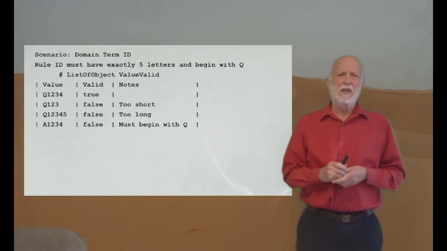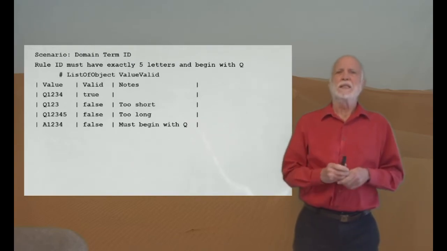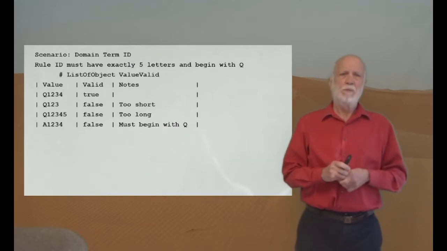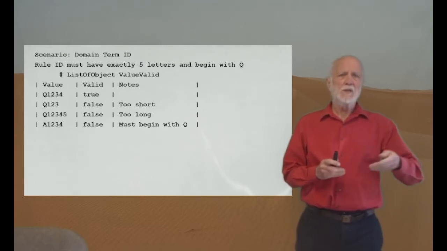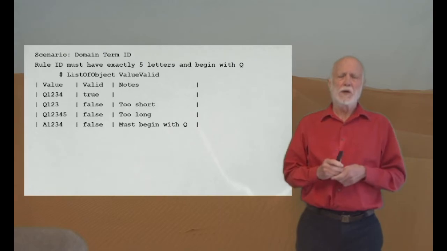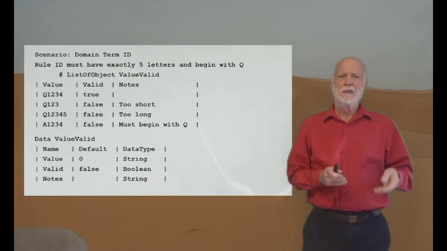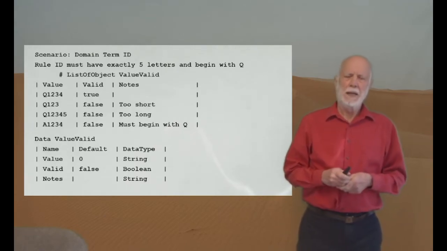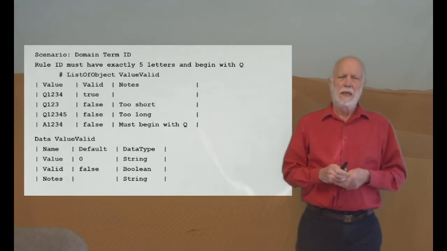Let's see a couple of examples here. Here's a domain term ID. And we've got a rule that says we must have exactly 5 letters and begin with a Q. And once again, we have a list of objects of value, valid type. So our values are listed there, and whether they're valid or not, and notes as to why they aren't valid. And we've got a data statement that shows us that both value and valid are the data type string and Boolean, with the default values.